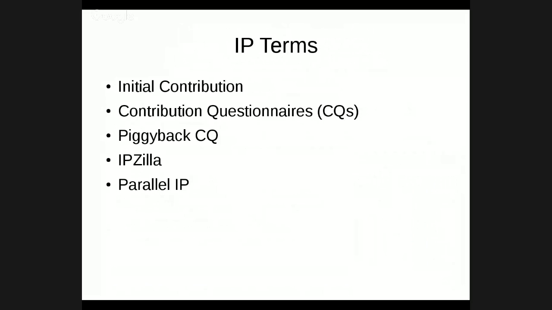Now, as I mentioned, projects are eligible for parallel IP if they are in incubation. It's also the case that there is a parallel IP for new versions of previously approved libraries. Mature projects can take advantage of that.